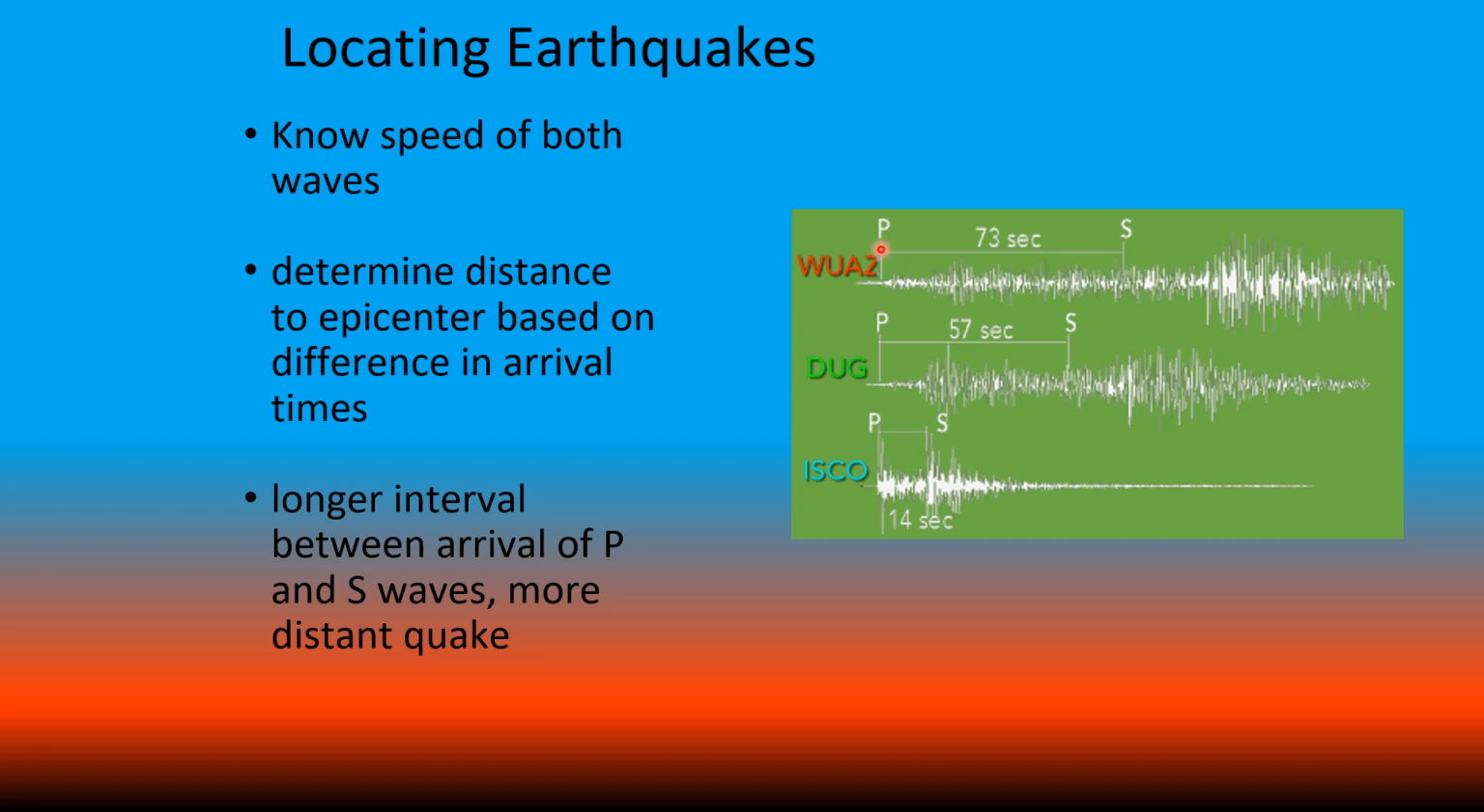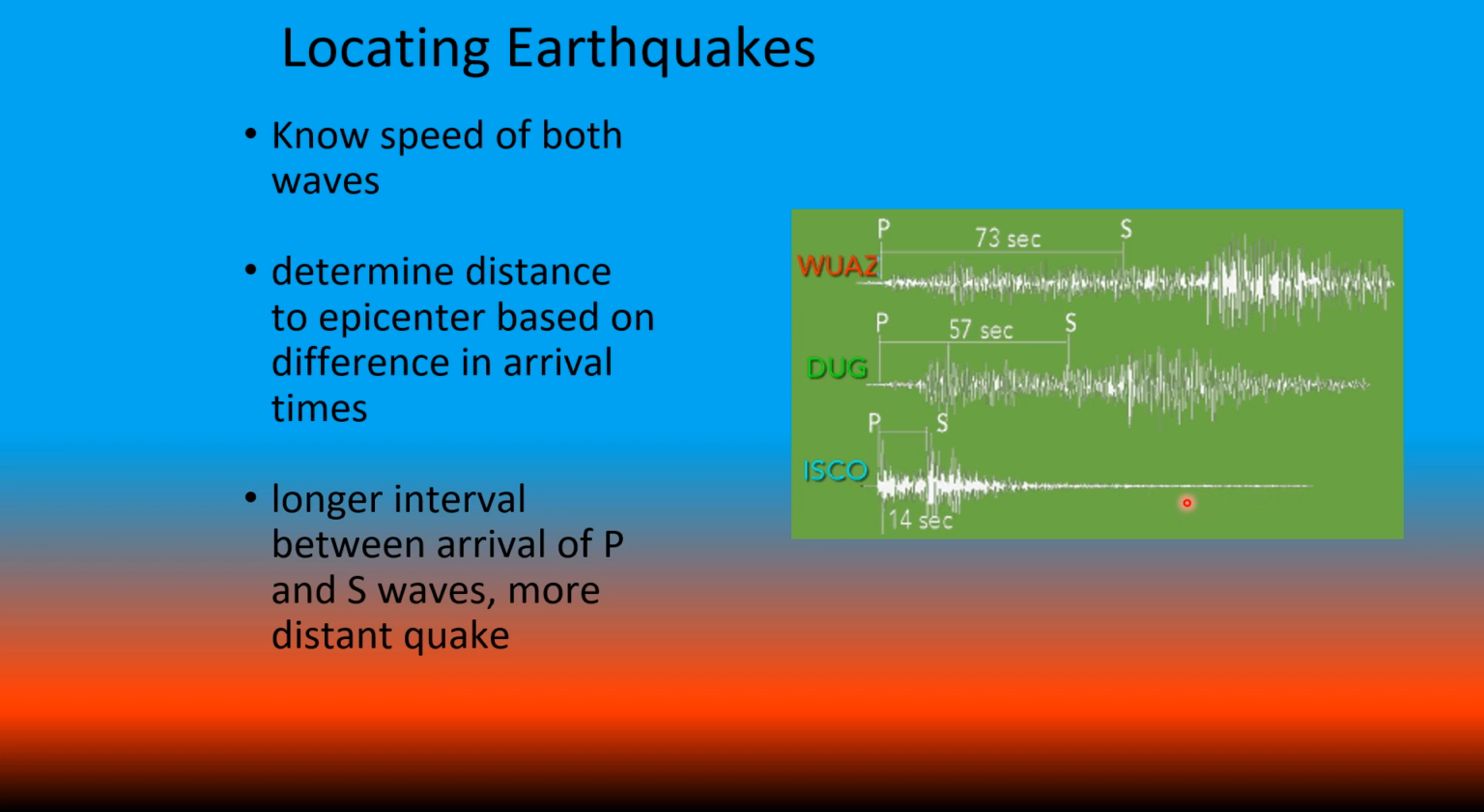And that'll make more sense as we move through the rest of this lecture, and the activity we do in lab will definitely hit this one home for you. So yeah, the longer the interval between P and S, the more distant the quake. So the main takeaway from this is this was further away than at this location, and then at this location, only 14 seconds between the two. So the P and S waves haven't traveled as far.